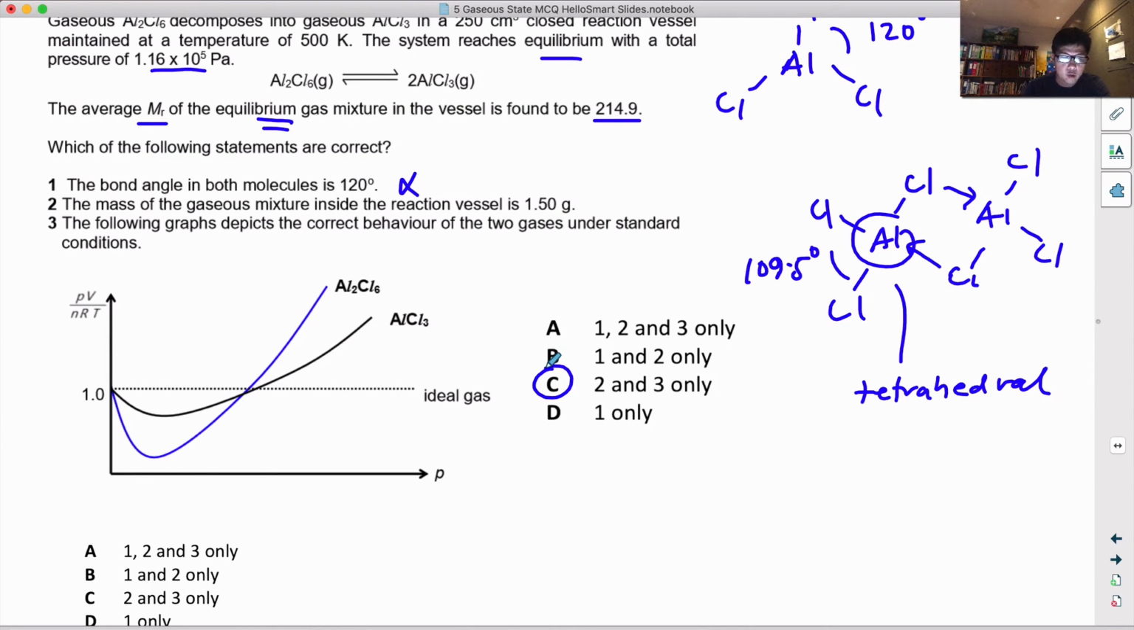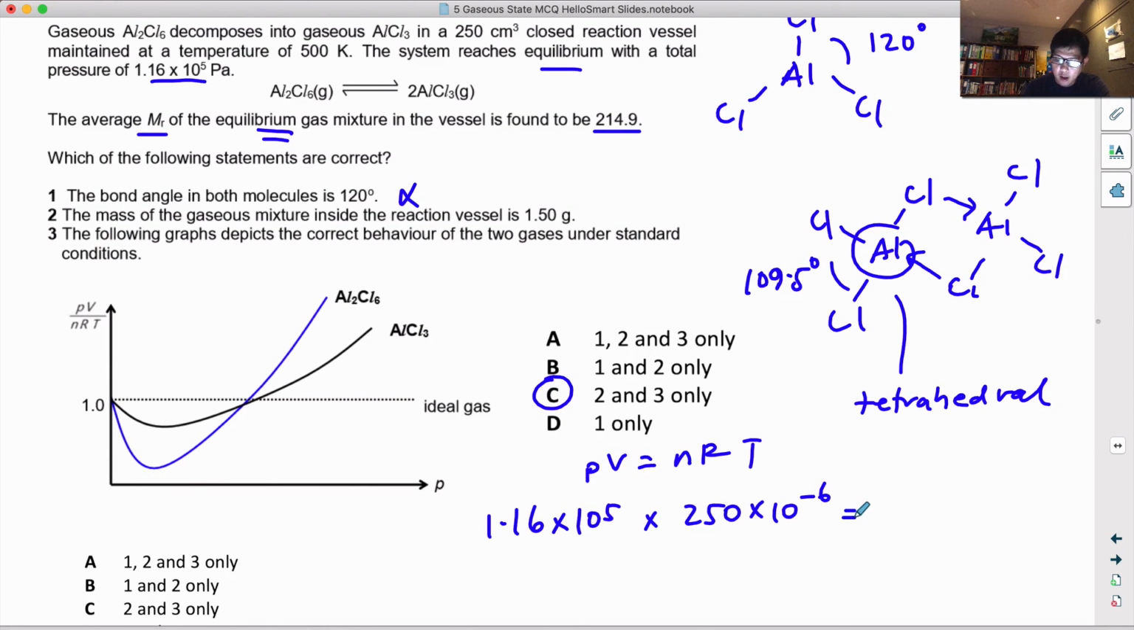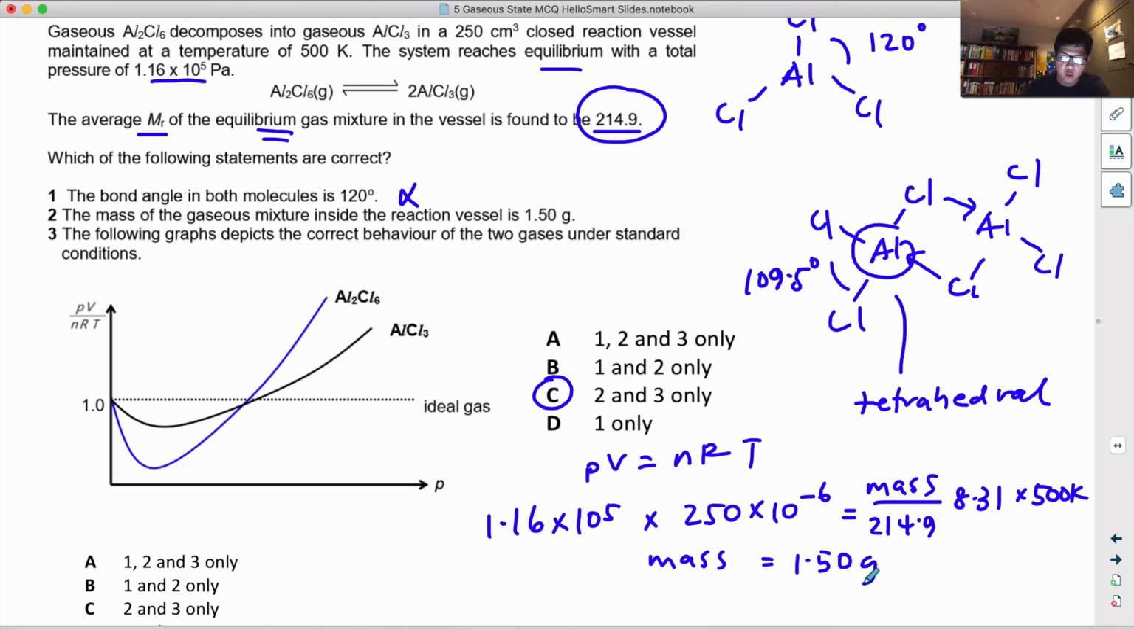If you have to work it out, the pressure, we're just going to use PV equals nRT. So the pressure is 1.16 times 10 to the power 5. Volume is a closed container, so this times 10 to the power minus 6, cm cubed changed to meter cubed. This is the mass, which we don't know. Then you divide by the average Mr, which is 214.9, then 8.31, and then multiply by the temperature, which is 500. Okay, you work it out really. If you work it out, you'll find out that the mass will also be 1.50 grams. Okay, which means this statement is correct.